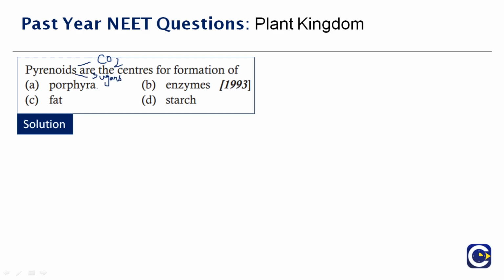Okay, so pyrenoids are a clear matured form of sugars, so the answer is well visible here. The answer is starch. Right. So once again I'll tell you what pyrenoids are.